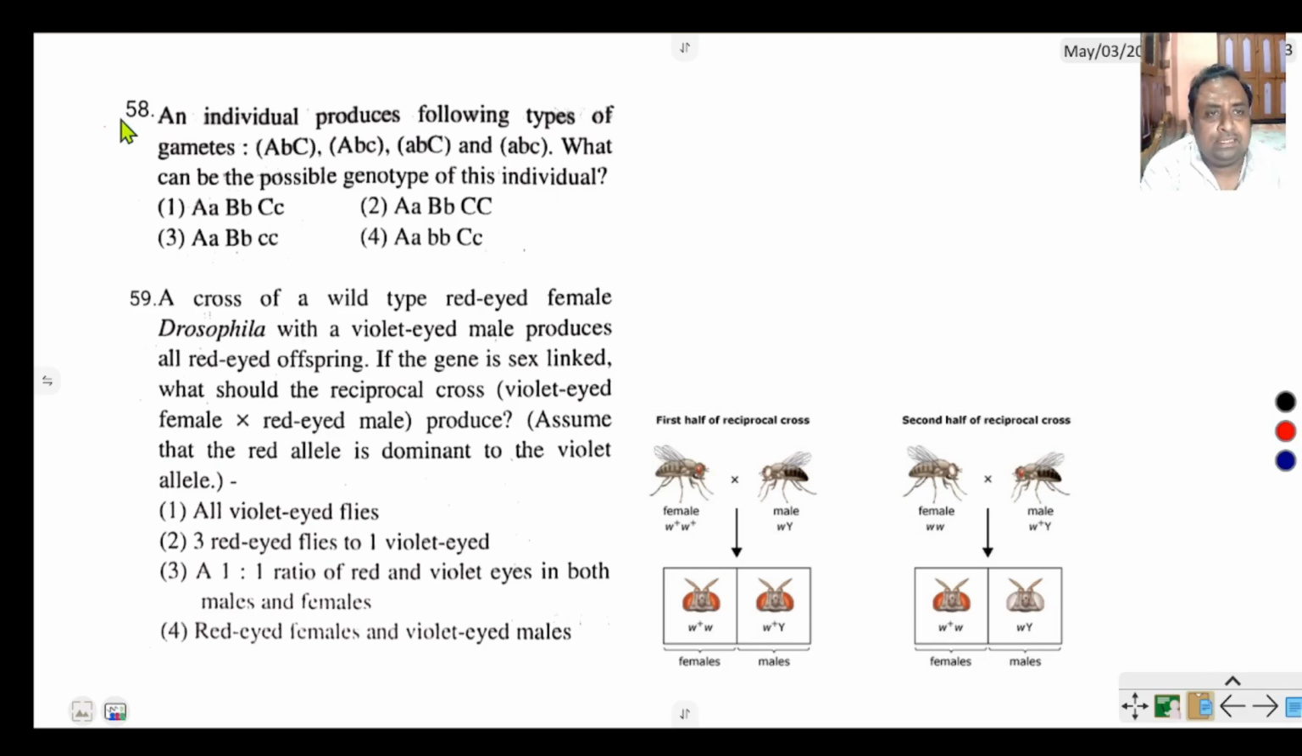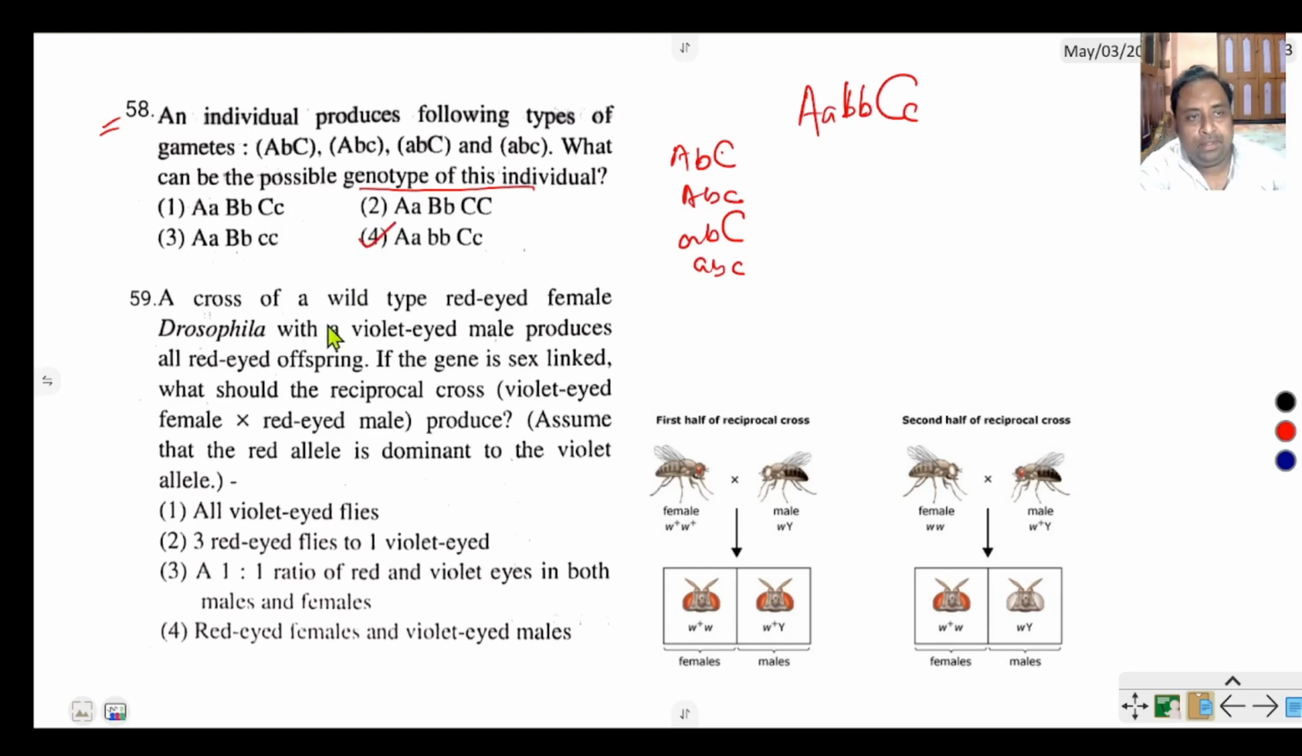Question 58 says an individual produces the following types of gametes: ABC, ABC, ABC and ABC. So what can be the possible genotype of this individual? Here you can observe that A is present as capital, C is present as capital, but B is not capital. So the possible genotype is AABBCC. 4 is correct.